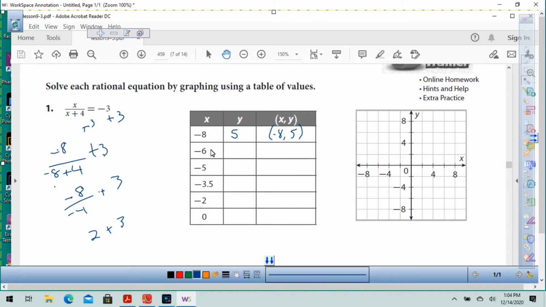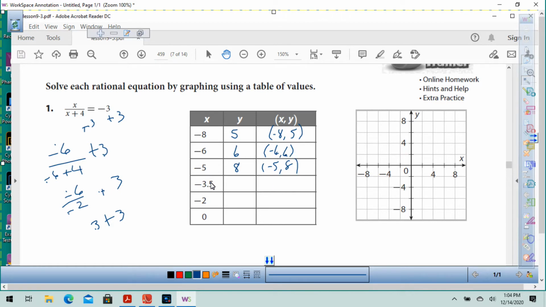The next value is negative 6. Let's put a negative 6 in there. That gives us negative 6 over negative 2, which is just 3, plus 3, and that gives us 6. So we got negative 6, 6. Then negative 5 gives you 8, so you got negative 5, 8.